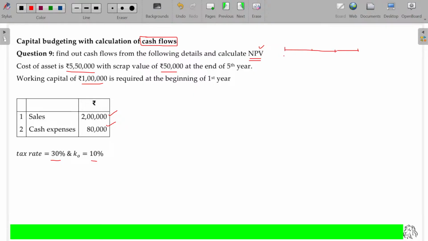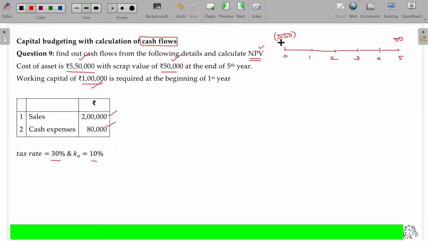See what happens. The life of the project being 5 years. Initially, we spent 550,000 rupees. At the Nth period, we get 50,000 rupees back. So I put the values in bracket representing cash outflow. Without bracket means cash inflow.